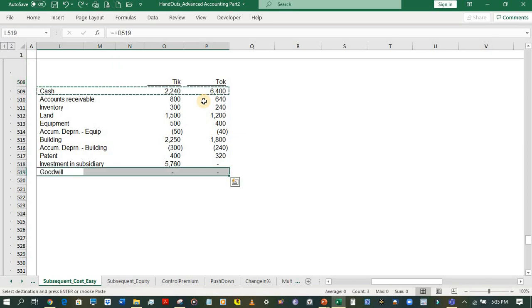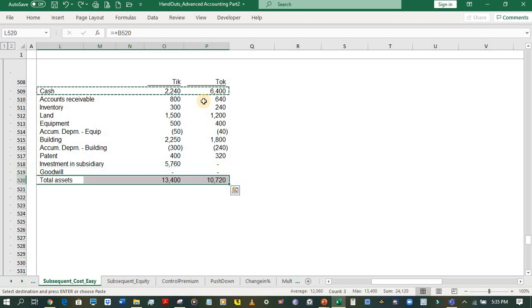The next is goodwill. Though there is no goodwill yet in the trial balances of each of the companies, I already included goodwill because the consolidated financial statement has a goodwill. So I already assigned a specific row for goodwill. So the total assets of both companies are 13,400 and 10,720. And this is as of the acquisition date.